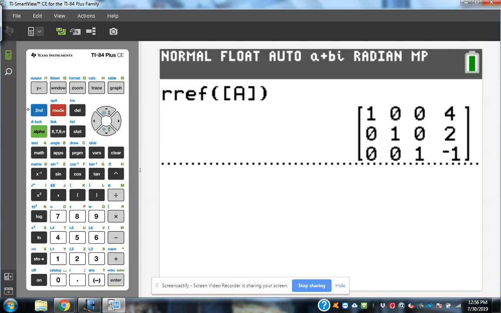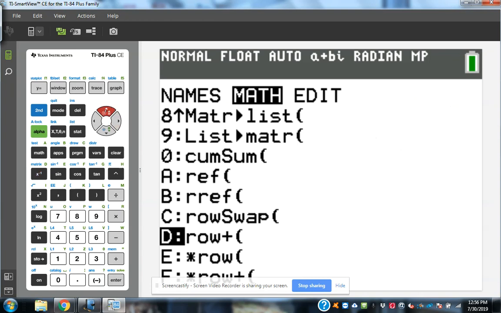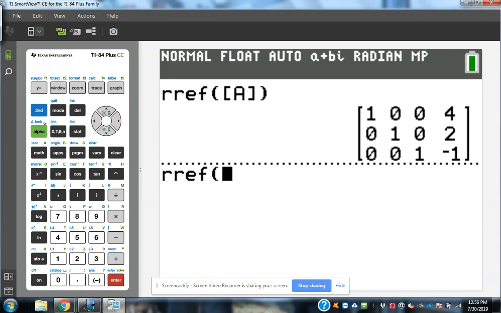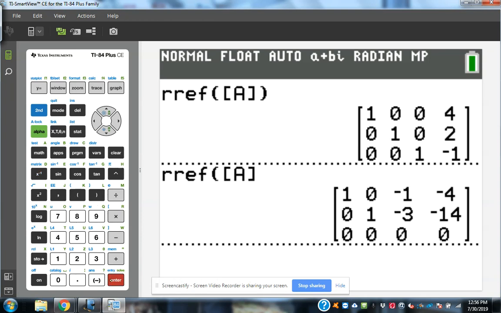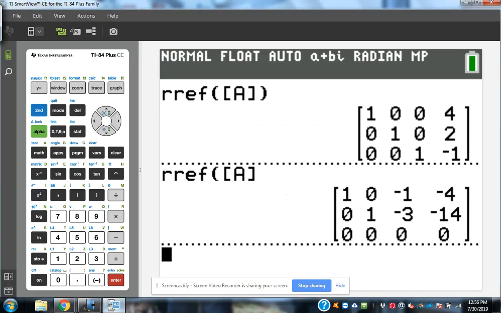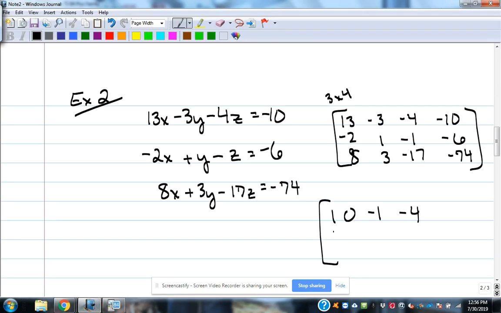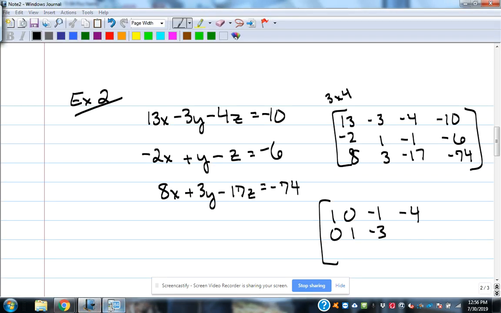Second, quit. And then second matrix, over to math, RREF. And which matrix did you put it in? I put it in A, hit enter, and there I get this matrix back. 1, 0, -1, -4, 0, 1, -3, -14, 0, 0, 0, 0.